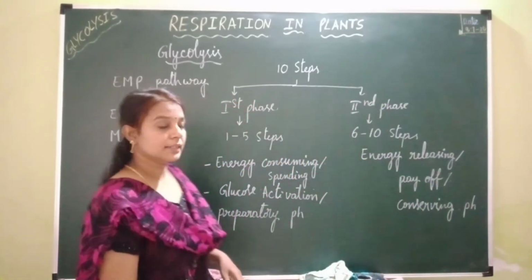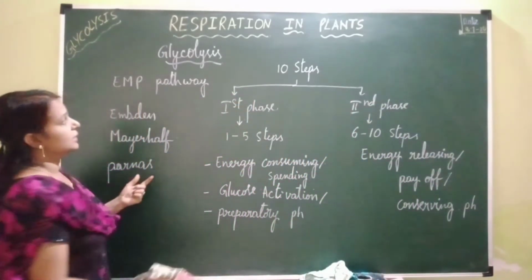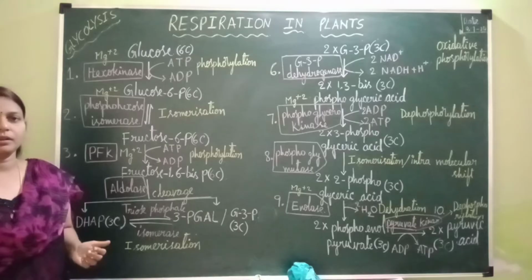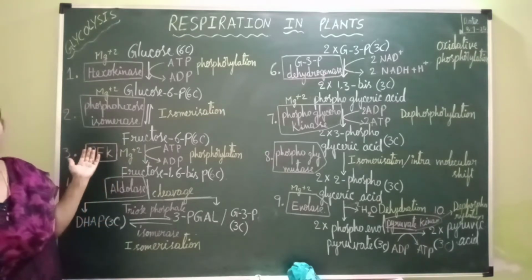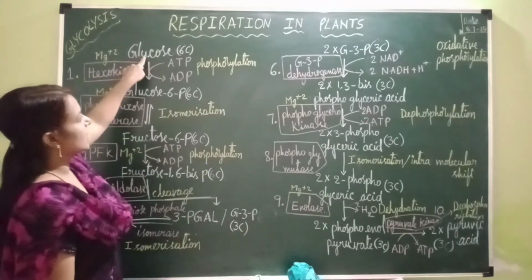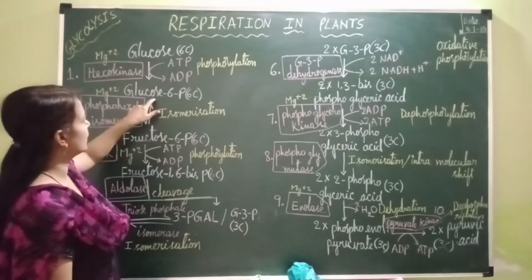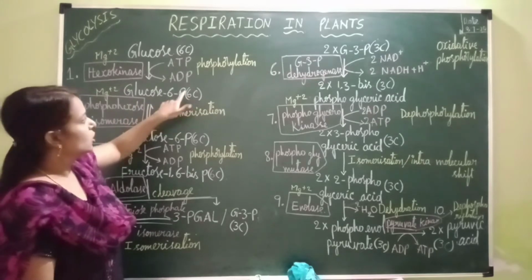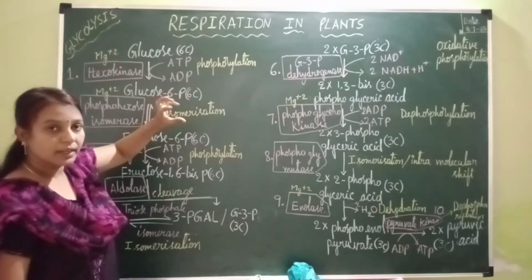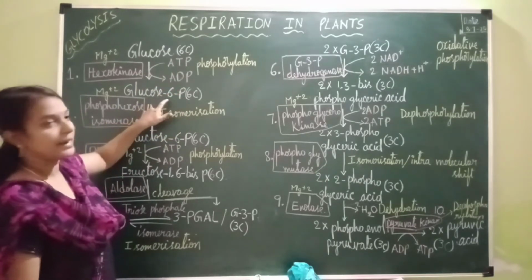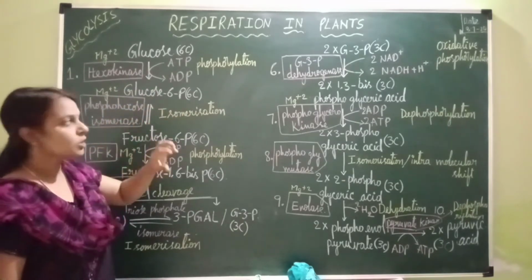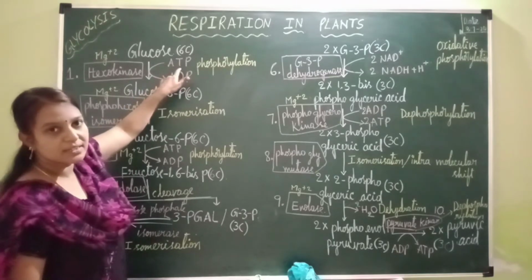Okay, now let's start with all these details of glycolysis, the 10 steps which are there in glycolysis. So glucose, which is a 6-carbon compound, undergoes phosphorylation to form glucose 6-phosphate. Phosphorylation means addition of phosphate. This phosphate is added at the 6th carbon atom of the glucose, and hence glucose has become glucose 6-phosphate. And this phosphate is donated by ATP, adenosine triphosphate.